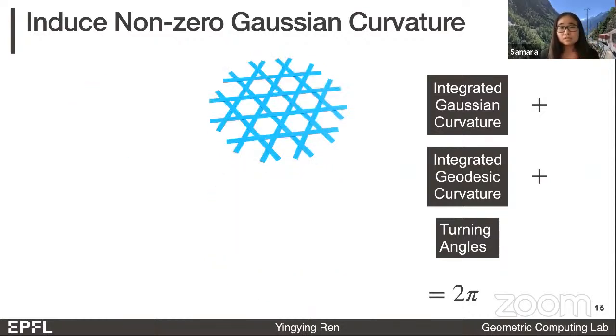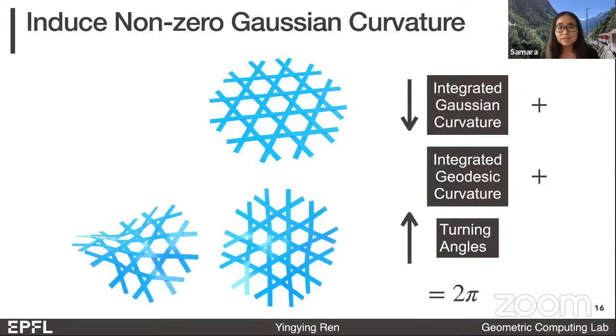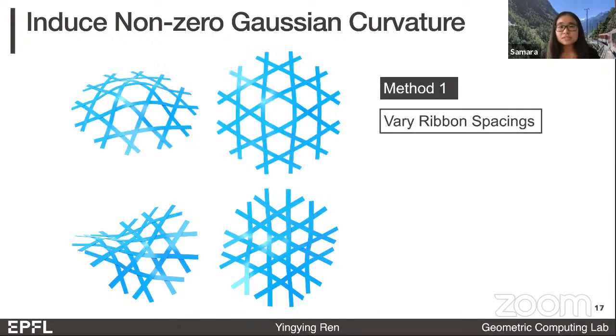Similarly, if we push the ribbons closer, we'll increase the turning angles and result in a negatively curved patch. Varying the ribbon spacings allows us to control the surface curvature to a certain extent, but at some point, the ribbons will collide or become too far apart.